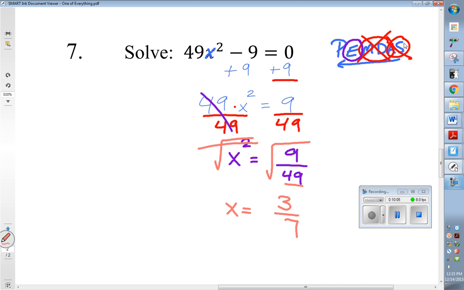But don't forget, anytime we take a square root, it's going to be plus or minus. Remember, in the beginning, I had a square. That means I'm going to have two answers to this problem. Every single problem on this test should have two answers when we're doing solving. There's my final answer.